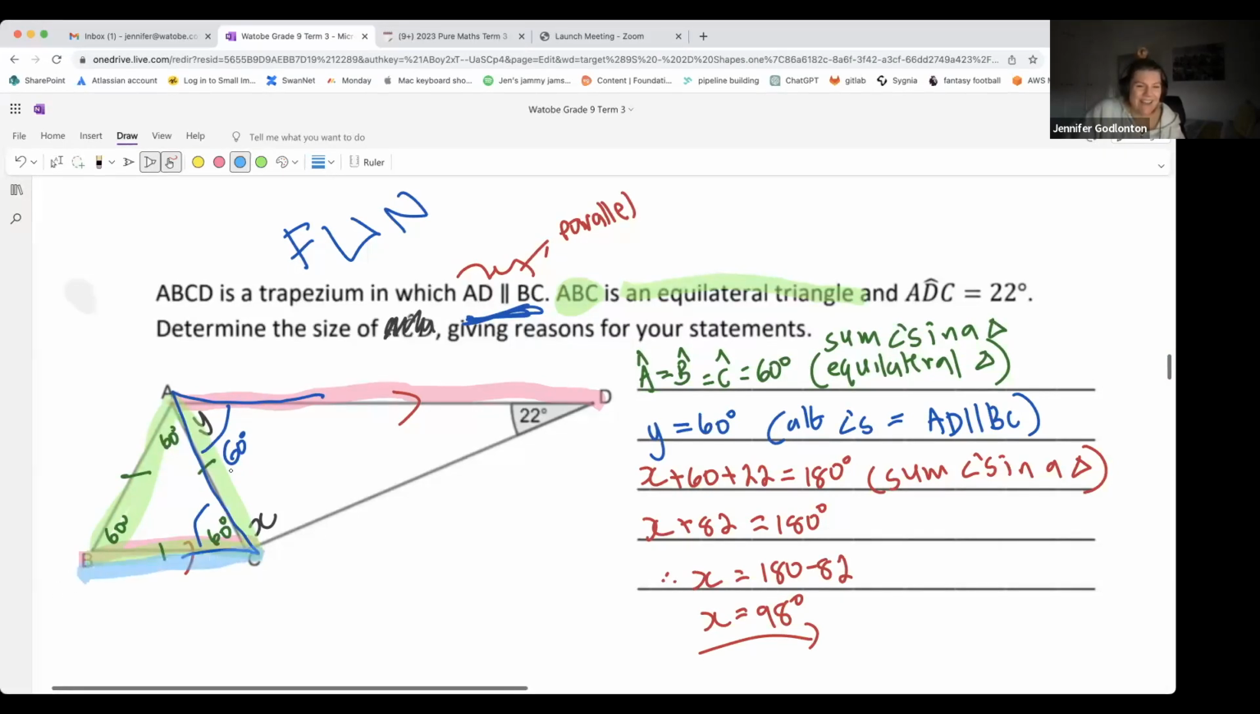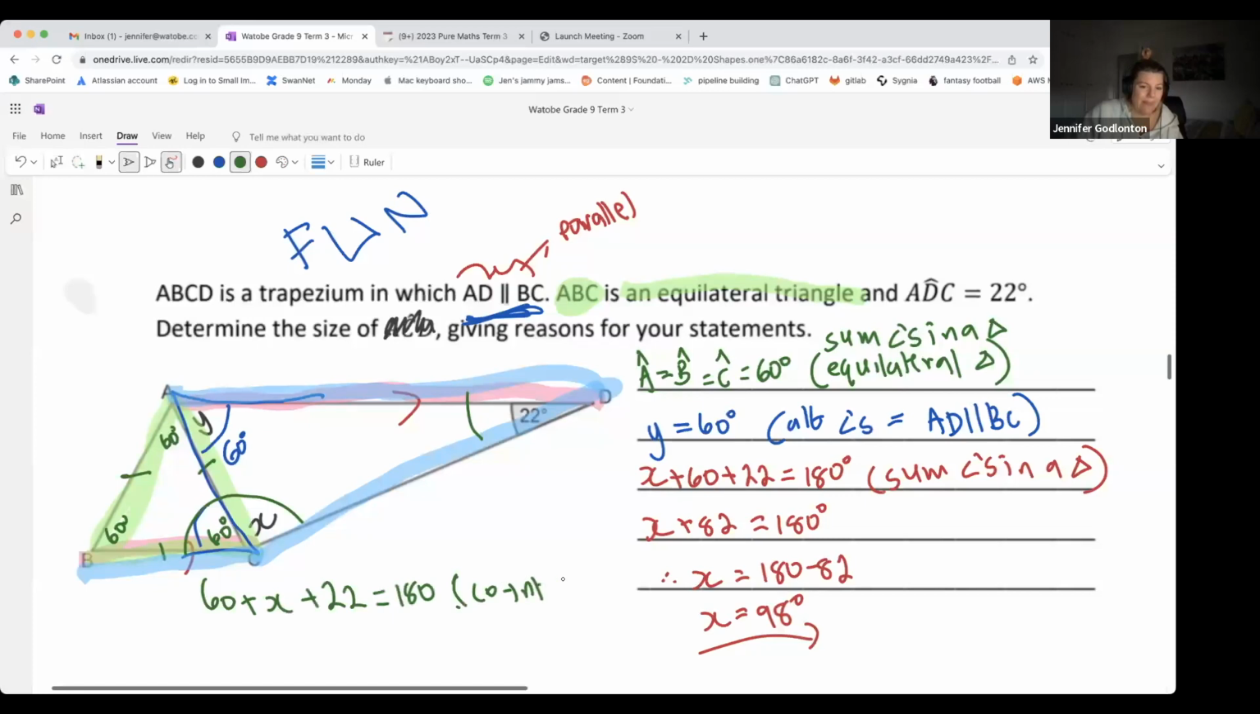If we have a look here, that line's parallel and that line's parallel and that line's connecting it. That's our transversal line. So it's actually a U. And so we could have said that these angles plus this angle needs to equal 180. So we could have said 60 plus X plus 22 is equal to 180 because of co-interior angles. And then you would have gotten the same answer. It's always good to see different ways to do it.